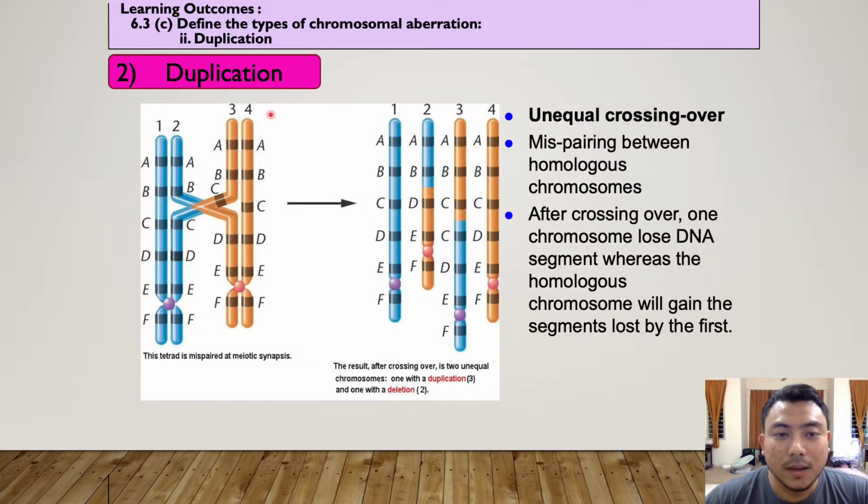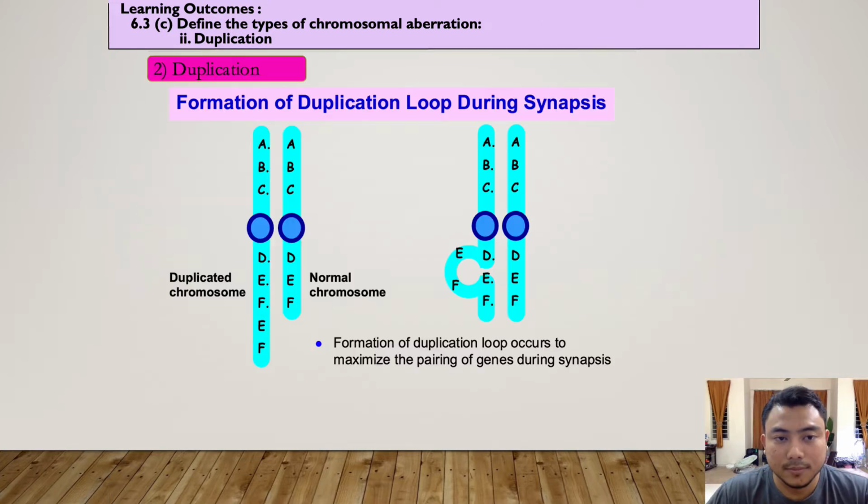So how can this duplication occur or take place? Due to unequal crossing over. So mispairing between the homologous chromosomes, and after the crossing over yang exchange of DNA tu, one chromosome loses a DNA segment, whereas the homologous chromosome will gain the segment lost by the first. Maknanya yang siapa yang hilang tu dah dibagi pergi dekat yang dapat tu lah, yang second one tu. Okay, this diagram also shows the formation of the duplication loop during synapsis.